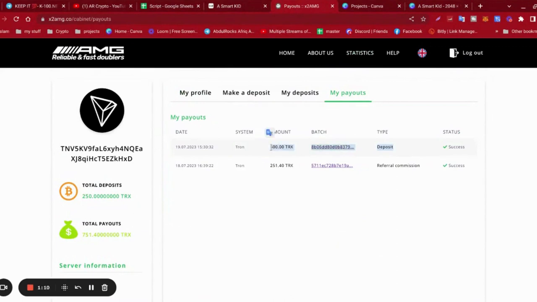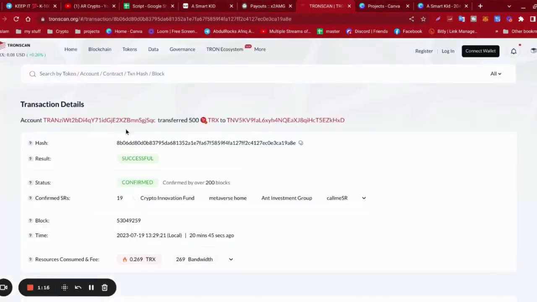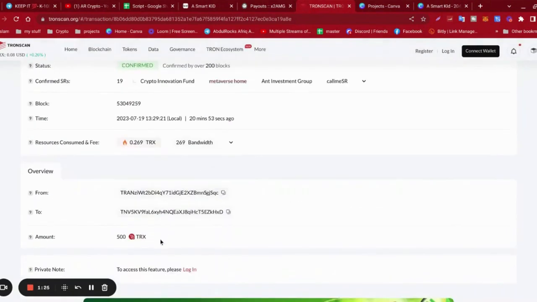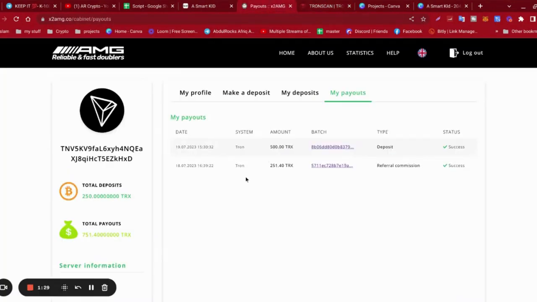There's the 500, so 250 makes it 250 TRXs successfully deposited. If you go on there, that's the wallet address it's come from. That's my wallet address there. Confirm successful. That's been done, 500 TRXs. It's already been sent to my wallet.